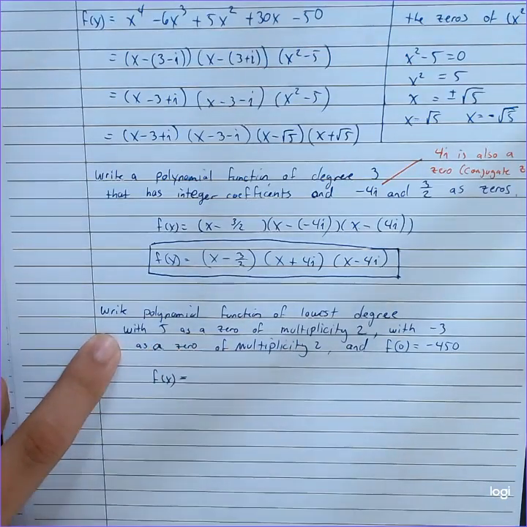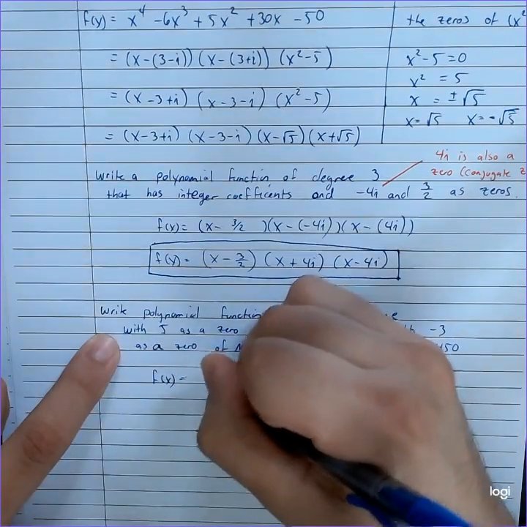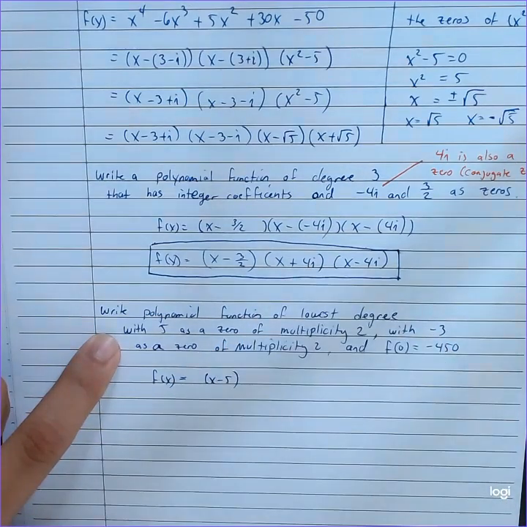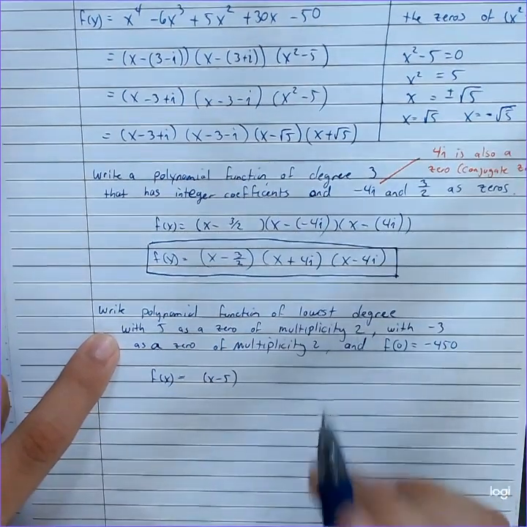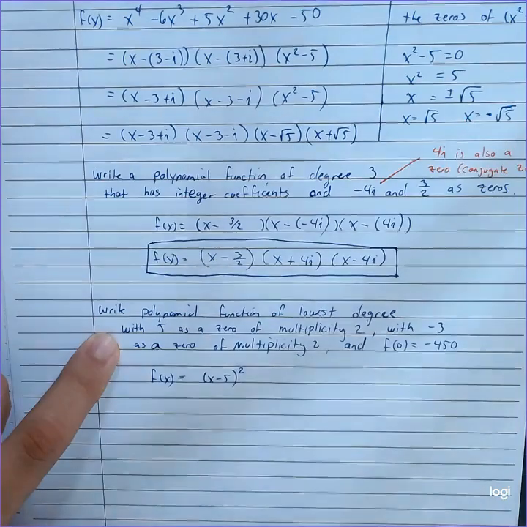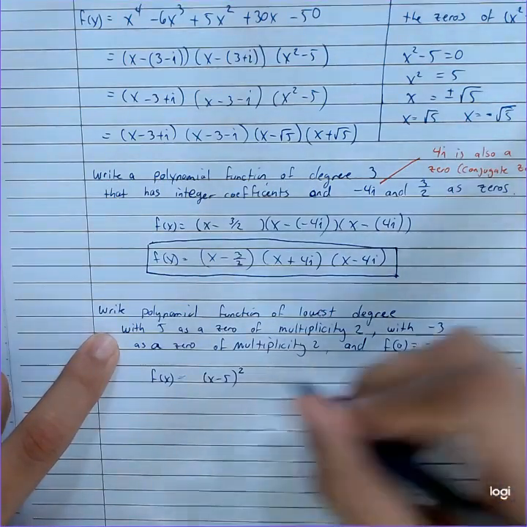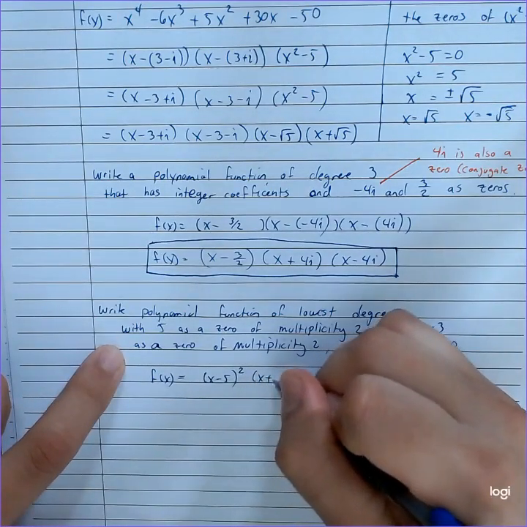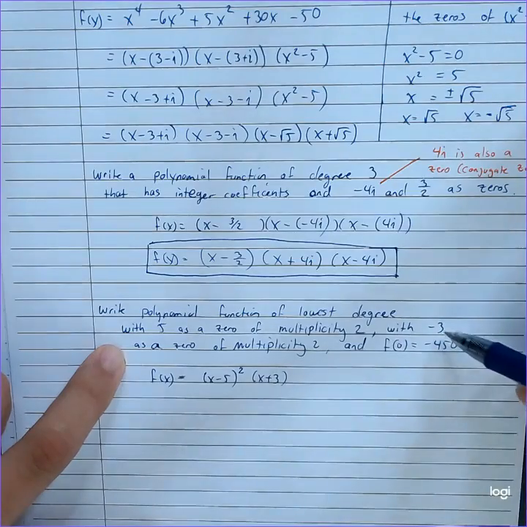5 is a 0. Okay, well then that means x minus 5 must be a factor. Oh, but it's a 0 of multiplicity 2. Okay, so that's got a power of 2. We also know that negative 3 is a 0. Okay, so then x plus 3 must be a factor. If negative 3 is a 0, x plus 3 must be a factor.